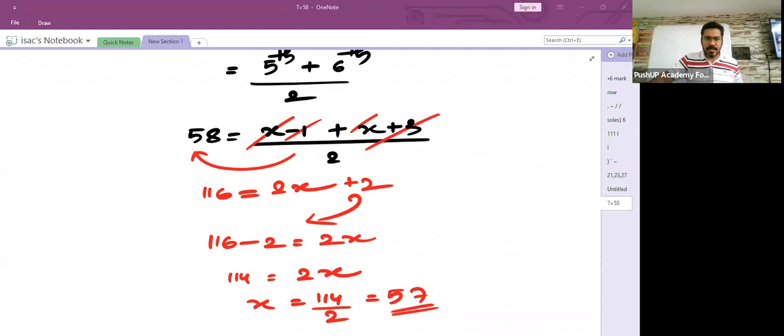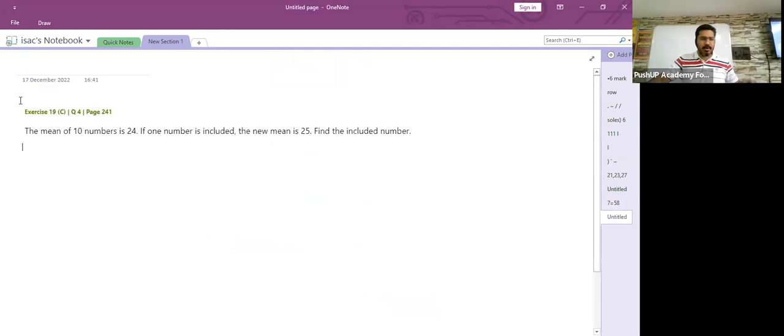Do the sum, children. This is based on average. Okay, this is not based on median. This is based on mean or average.